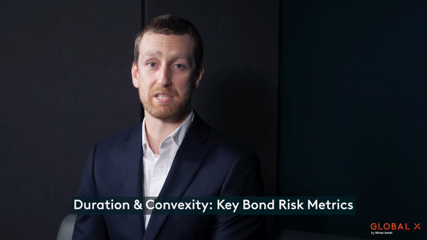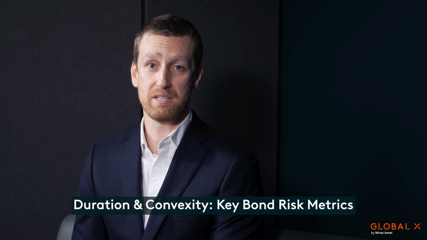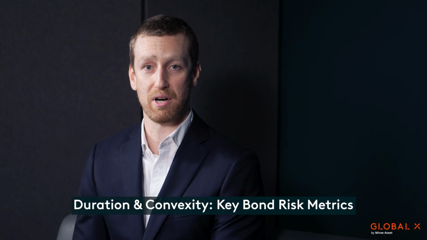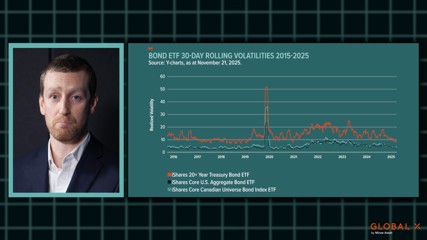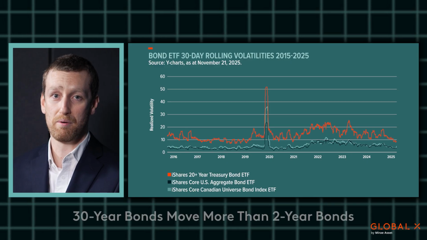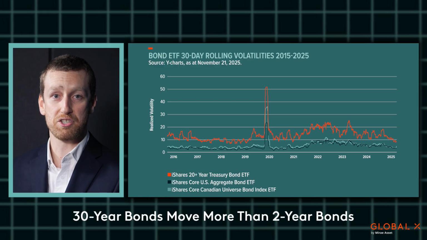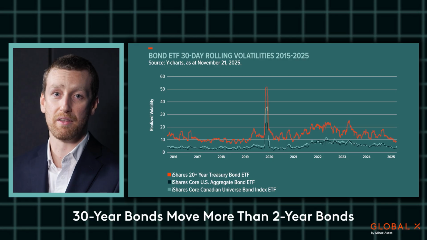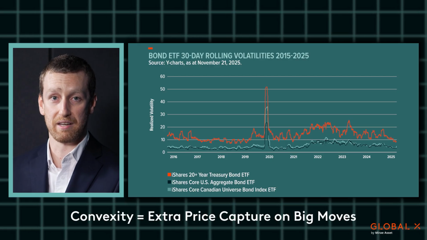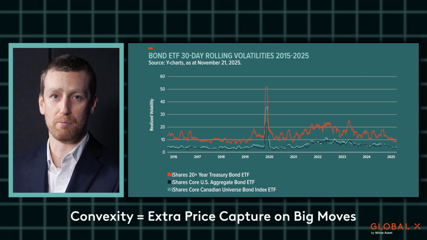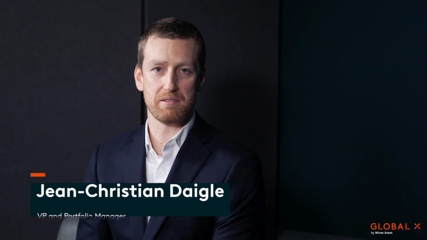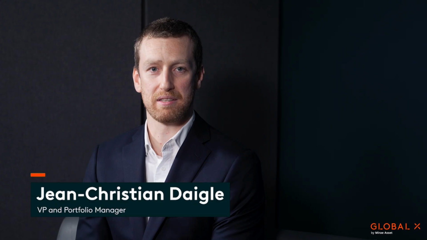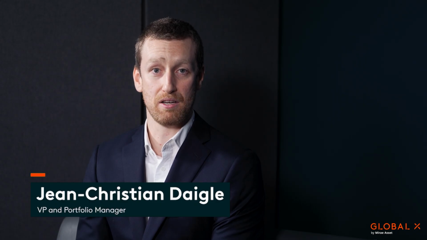We look at two major risk metrics in the fixed income world. Duration is the sensitivity between bond yields and price. For example, if you take a 2-year bond and a 30-year bond, both have different durations. For a 1 bp change in the yield curve, the price change in the 30-year will be larger than the one in the 2-year. Convexity, on the other hand, is the extra price capture a bond investor is exposed to when yields have larger moves. To summarize, the long end of the yield curve is more volatile and has greater price sensitivity, which will position you nicely for potential macro surprises.